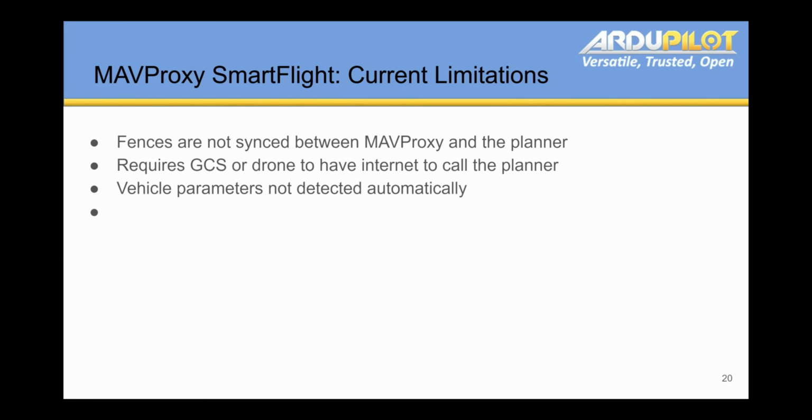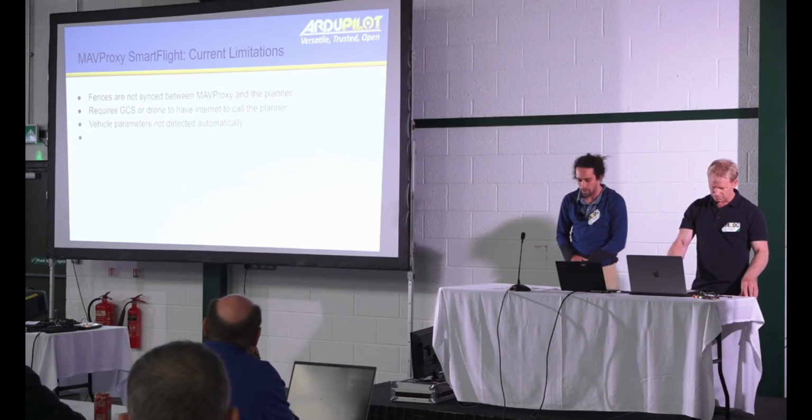Some of the limitations right now are the fences aren't synced between MAVProxy and the planner, so I'm just manually hard coding those for the purpose of this demo, so that's just something to implement. It does require your GCS or your drone to have internet to call their planning service, but they do support self-hosting that planner if you want to do that. And the vehicle parameters are obviously also not automatically pulled from ArduPilot, so we don't know climb rate constraints or turn radius constraints quite yet.